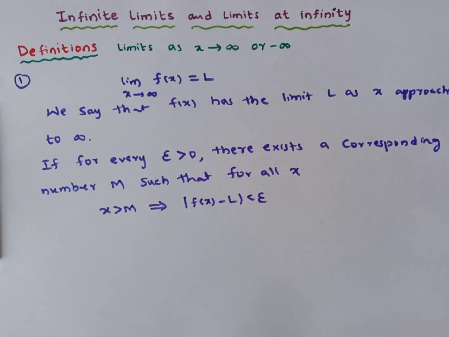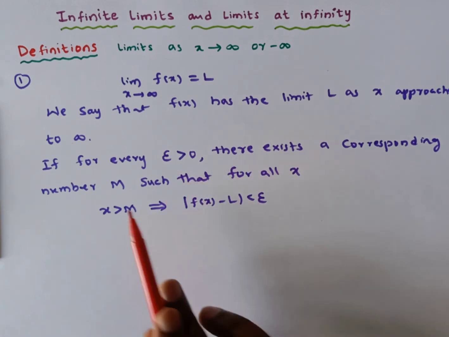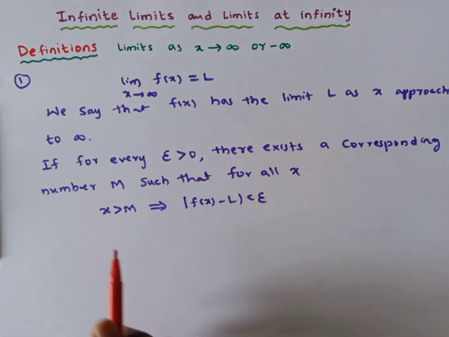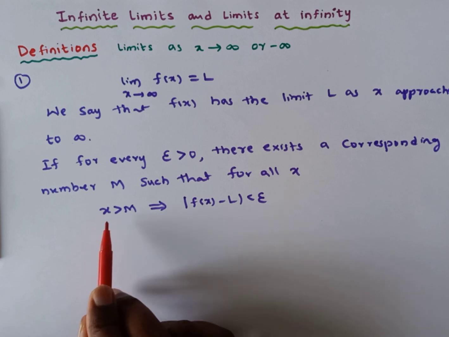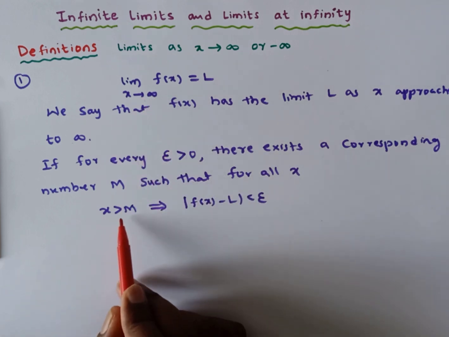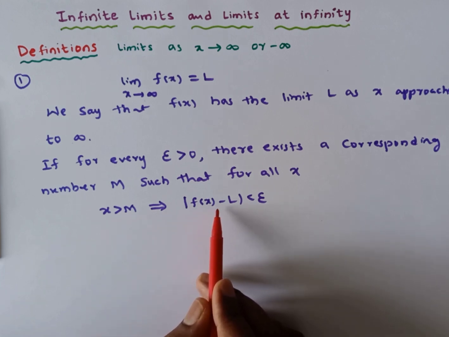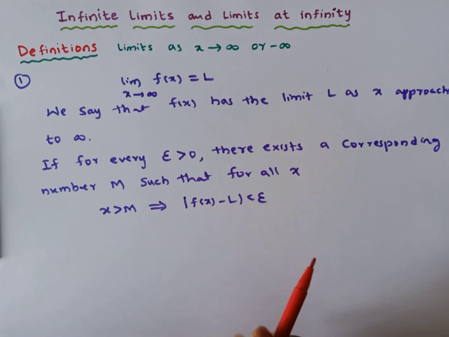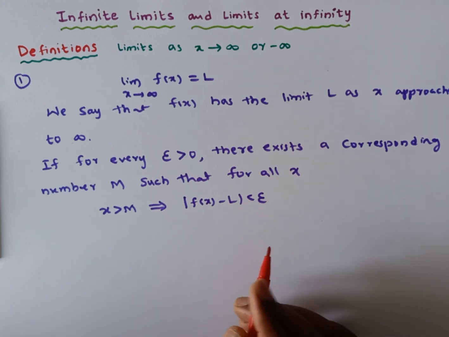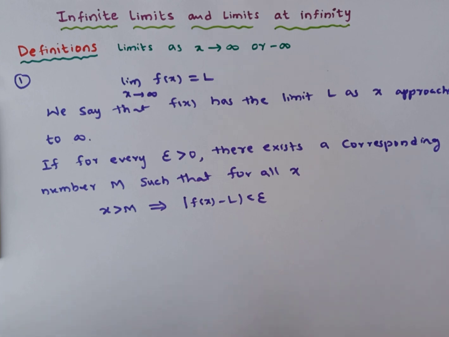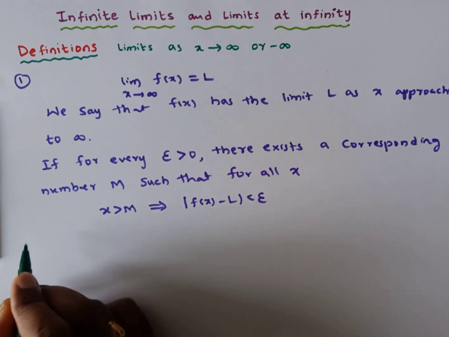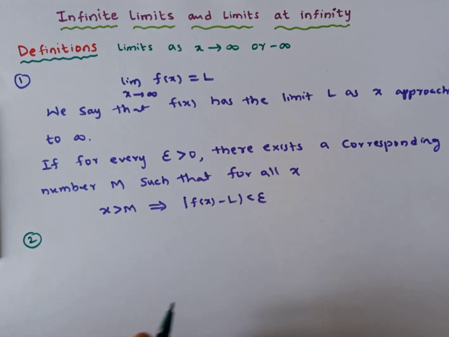So for the finite limits, as x approaches infinity, for any epsilon greater than 0 there exists a corresponding number M. x is very large, right? As x goes to infinity means x may be more than M. If x is greater than M, then f of x is in the neighborhood of L minus epsilon and L plus epsilon. Let us see the second definition, as x approaches minus infinity.